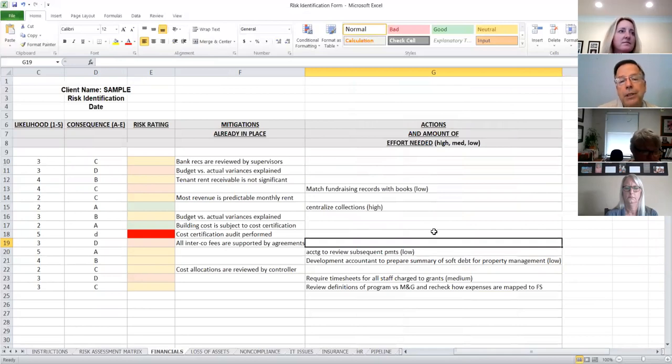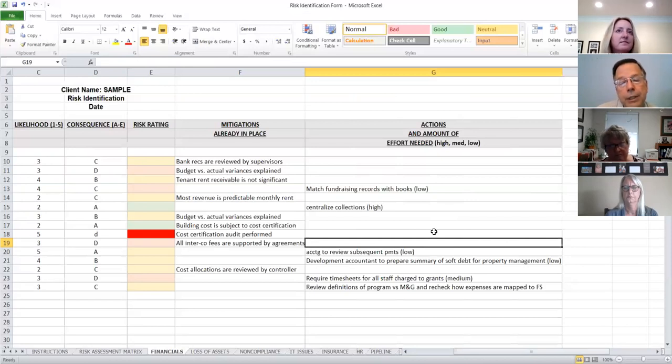On one of them, it was not recording contributions. And so the suggested action was, let's match our fundraising records from our development department. You know, they're using software to track contributions. Let's try and match that to our accounting records just to make sure we've captured everything that development thinks that we received this year in terms of contributions.